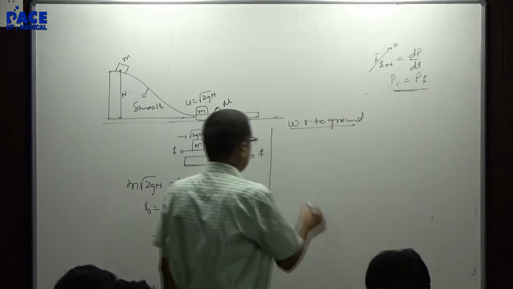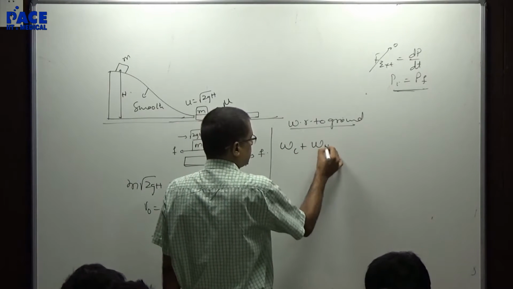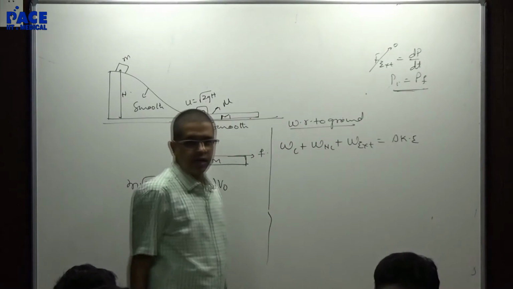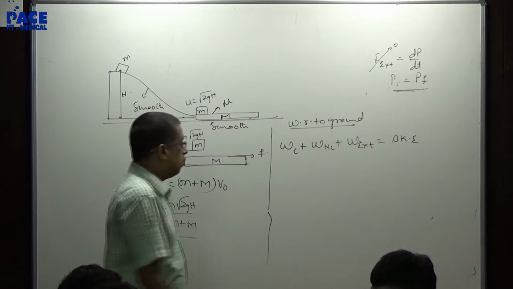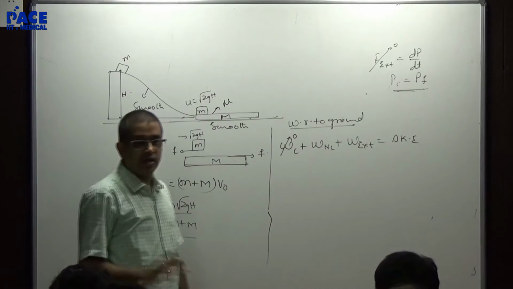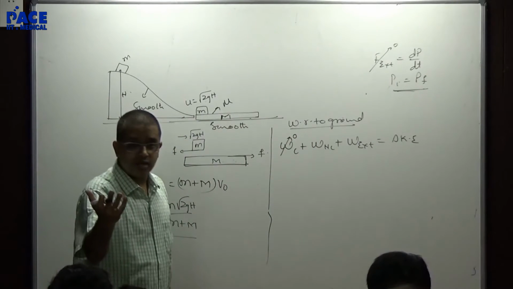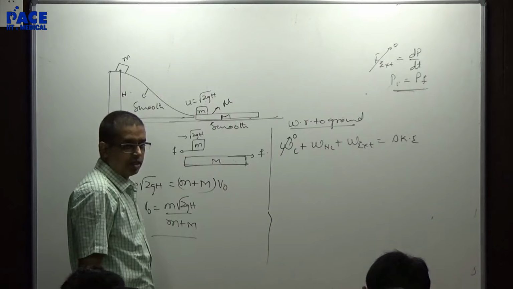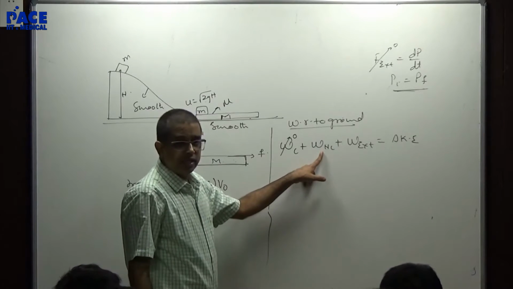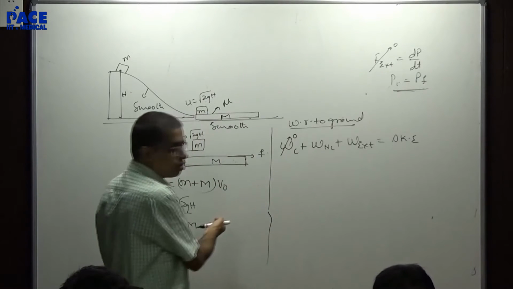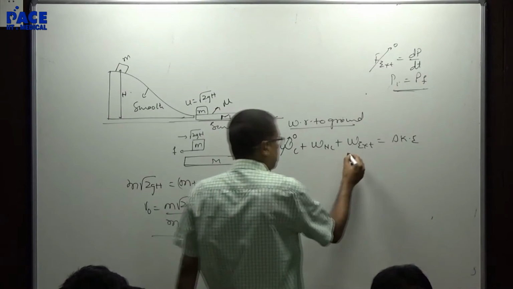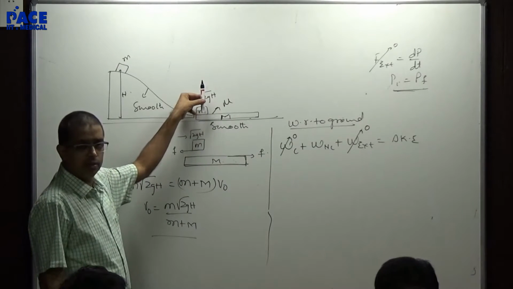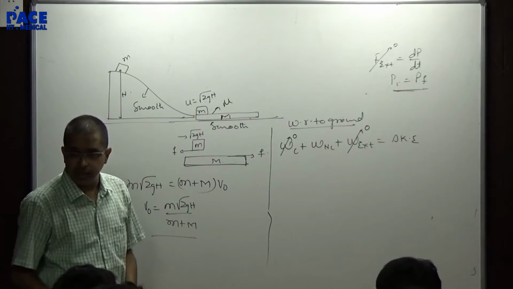Yes. With respect to ground, work done by conservative plus work done by non-conservative plus work done by external force is change in kinetic energy. Work done by conservative force does not exist here. Gravity is not doing any work. Why is gravity not doing any work? The force is in the vertically downward direction. Displacement is in the horizontal direction. Non-conservative force is doing work, which you are asked to calculate. External force is not doing any work. Why is the external force, the normal force, not doing any work? That's perpendicular to the displacement.